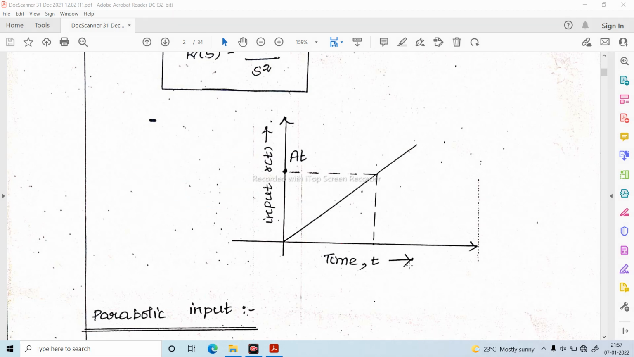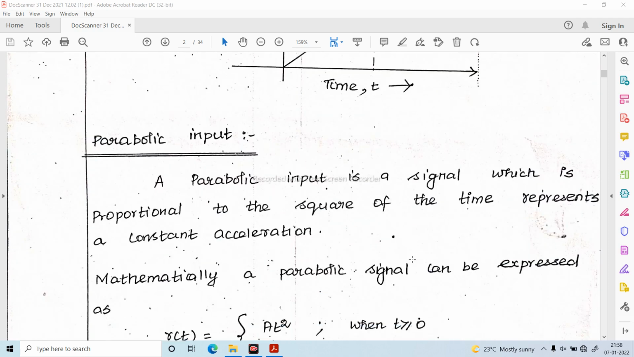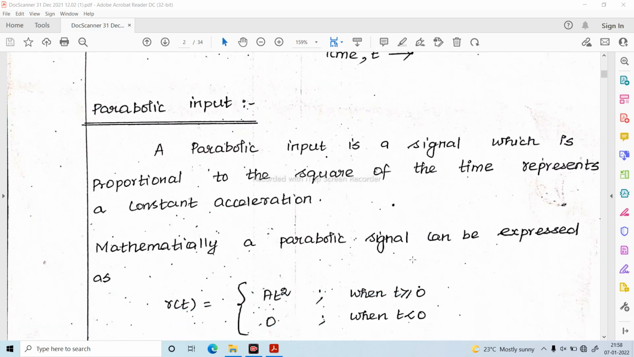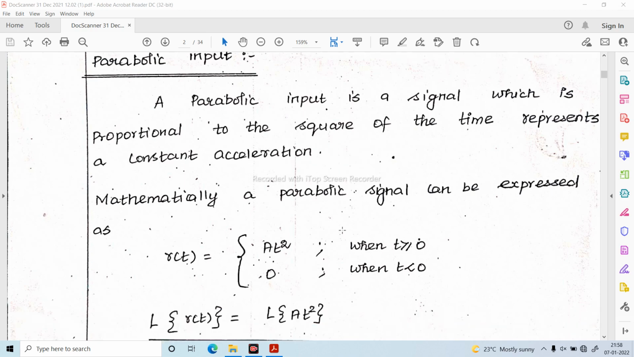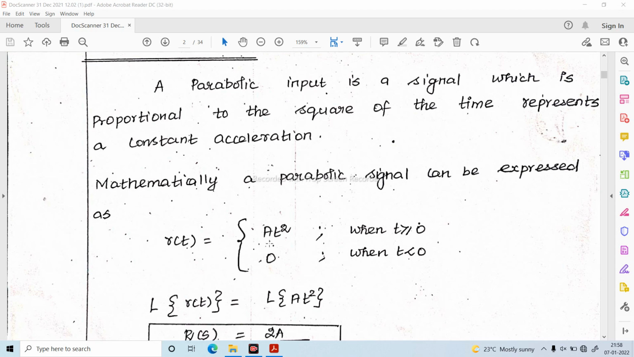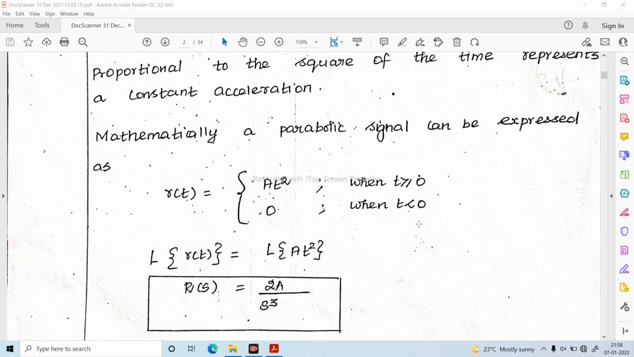Next I am going to explain the third signal, that is the parabolic input. A parabolic input is a signal which is proportional to the square of the time and represents constant acceleration. Mathematically, the parabolic signal can be expressed as R of t is equal to at square when t is greater than or equal to 0, and 0 when t is less than 0.